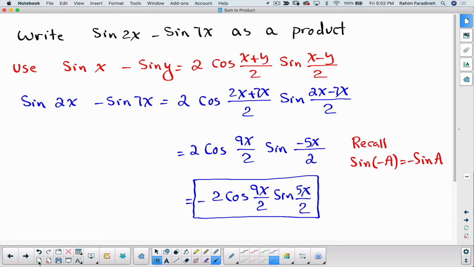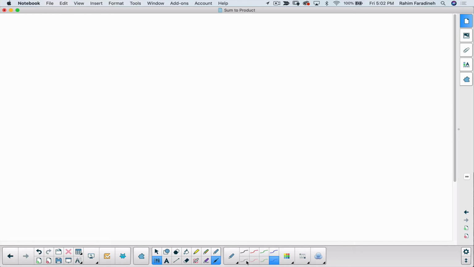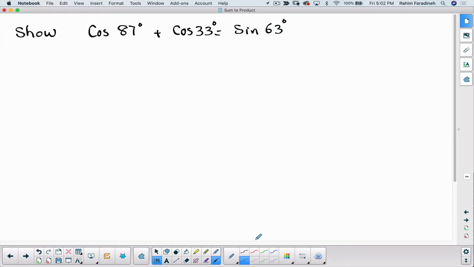Another example. We want to show that cosine of 87 degrees plus cosine of 33 degrees is equal to sine of 63 degrees.